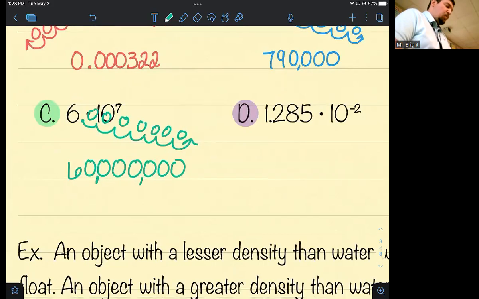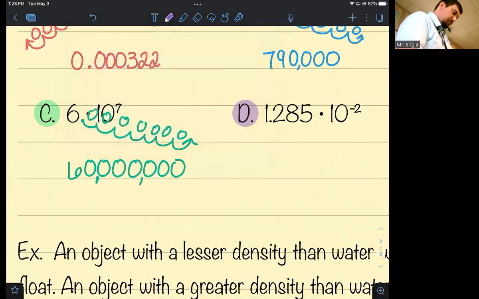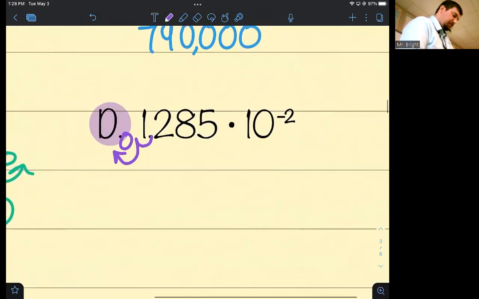And then example D, 1.285 times 10 to the negative second. Julia, tell me what direction and how many times I'm moving the decimal point. 1, 2. How many extra zeros do I need? Just one. That's right. 0.01285.